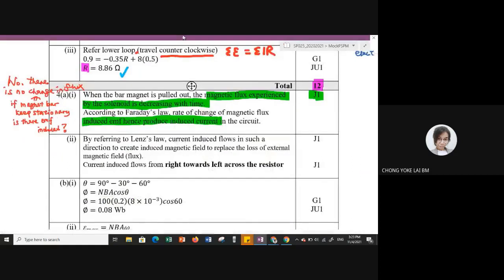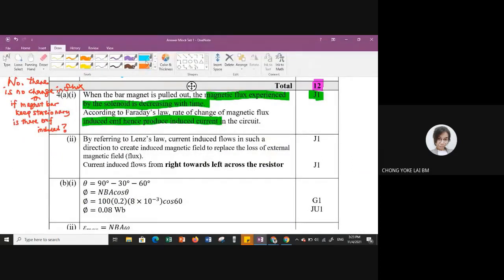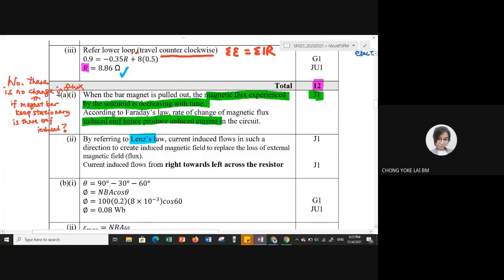Kan Lenz's law dulu. Ceritakan Lenz's law dulu. So according to Lenz's law, current induced must flow in a direction that creates the induced magnetic field to replace the loss of external magnetic field ataupun flux. So, you kena hasilkan balik untuk replace, untuk gantikan yang hilang, sebab you kata dia makin decreasing kan? So, current induced you adalah daripada right pergi ke left, across the resistor.